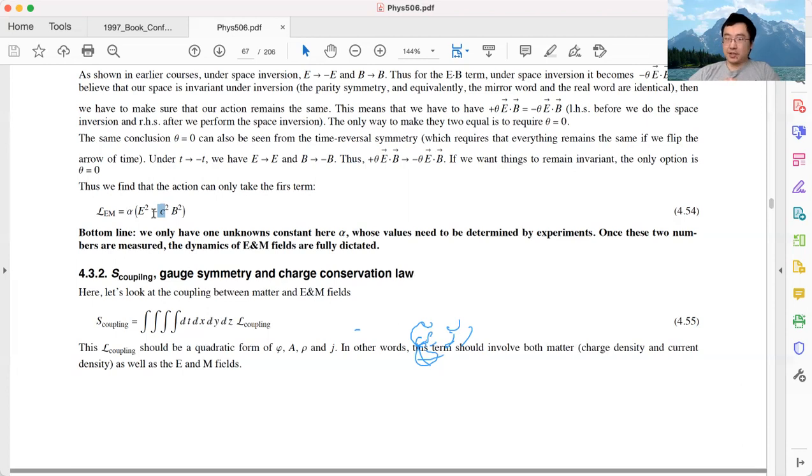Okay, so I think this is a good point to stop. In the next lecture, one week from today, we will use variational principles, delta S equals 0, to find the equation of motion for this E and B field, utilizing the action we obtained today. Okay, so this is a good point to stop, and I will see you next week.